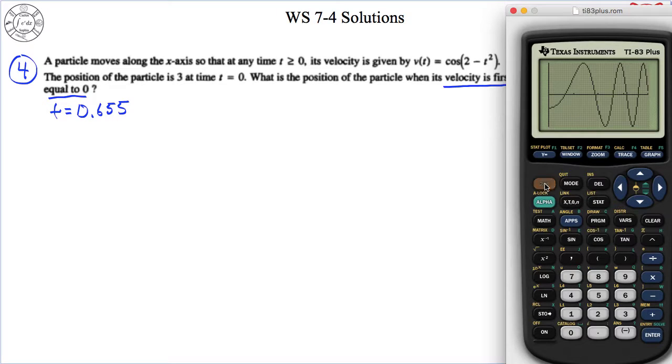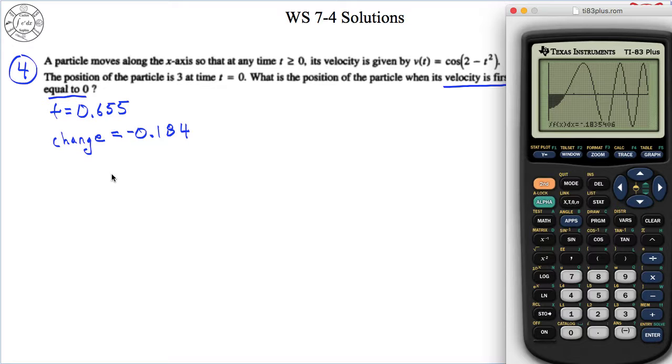The way that we do that is second trace, and then we're going to do 7 to find the integral. The lower limit is 0. The upper limit is, well, we stored that, it's alpha A. And it will find all of the area. So the area of that curve is negative 0.183. So the change is negative 0.18. We'll round that to 4.